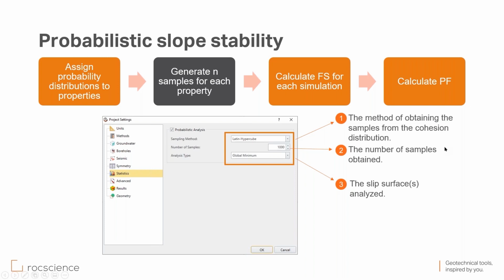So now that we've decided, for example, that cohesion follows a normal distribution with a mean of 2, we need to sample that distribution. And to do that, we need to set up these three options. The first one is the sampling method. The second is the number of samples, and the third is which slip surfaces we want to analyze. So we'll go through these three now.